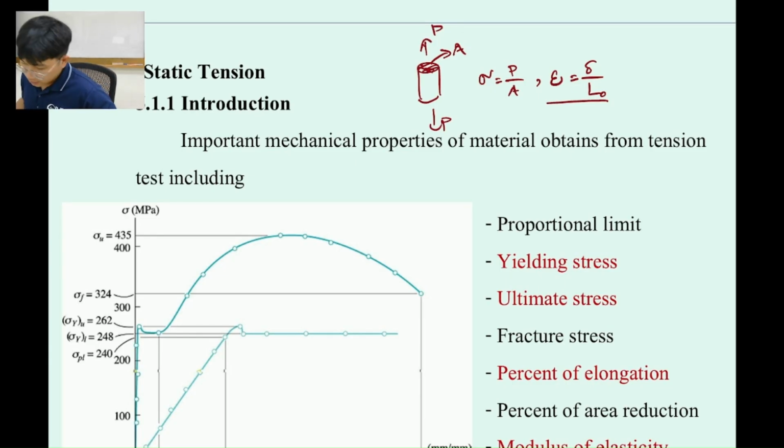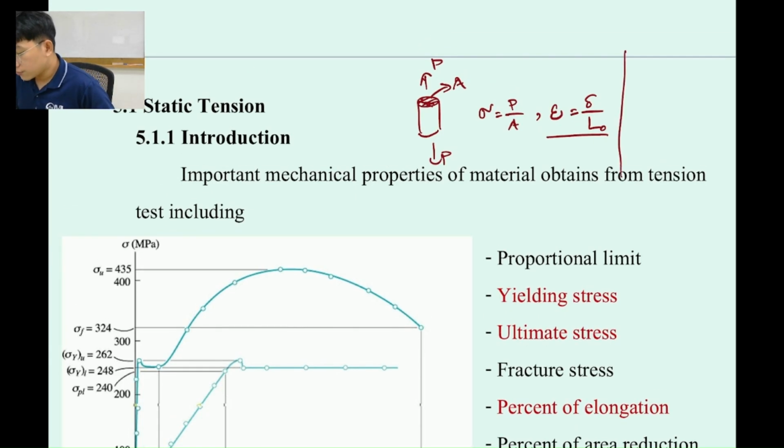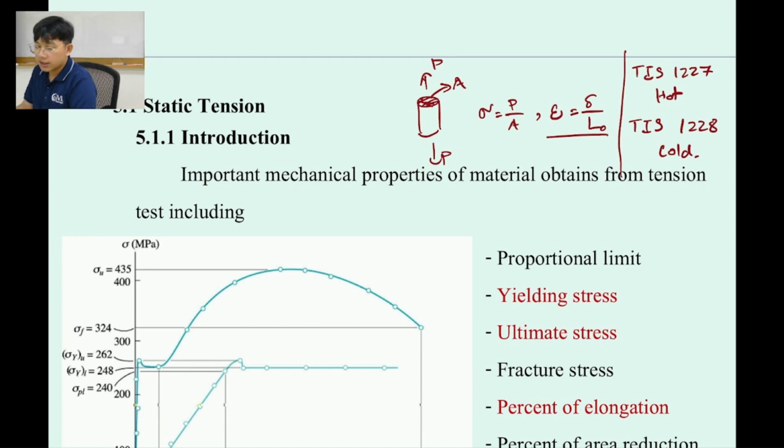Kind of straightforward. Okay, but again, if I ask you in the examination, we have cold form and hot roll steel. For the hot roll, TIS 1227, this one is going to be hot roll, and then the cold form is going to be TIS 1228. This one is cold form. Okay, so just differentiate it. I may ask you either one of these in the exam, so you can just answer me the TIS.